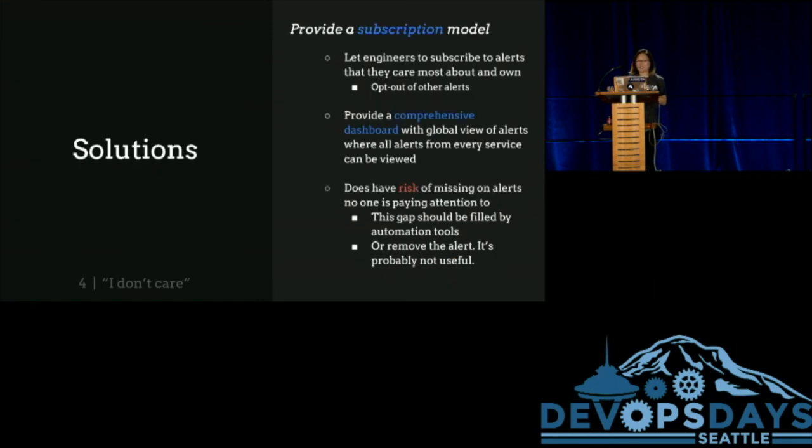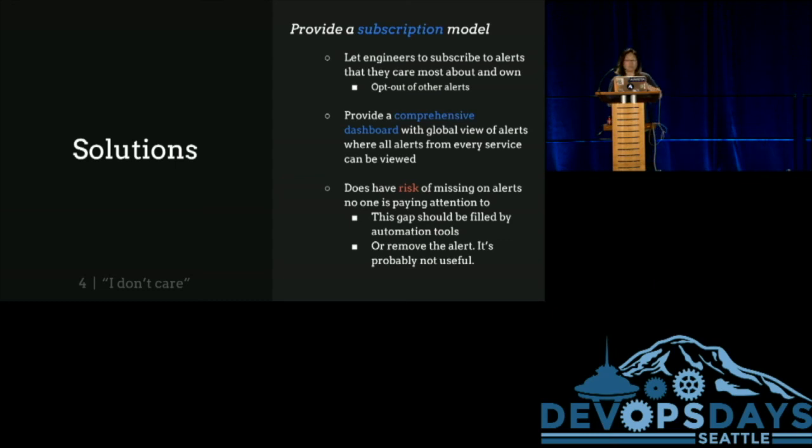So what we've done is we provided a subscription model for alerts. On top of the fine-tuning of alerts that I've talked about before, we provide a way for engineers to subscribe to the alerts that they most care about, but we basically hold them accountable for it. You need to own that alert. You need to own the events that are generated by the alert. You need to respond to it. But they have a choice of opting out of other alerts. Not every engineer does this, but they have a choice.